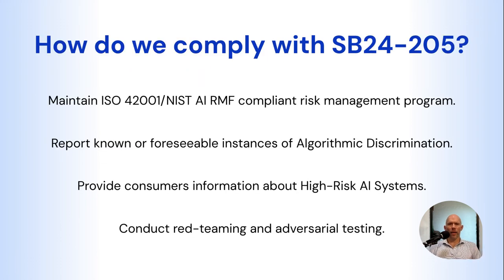Okay, so now that you know what you need to do, how do you comply with this law? So there are a couple requirements, and we'll talk more about the specific ones, but at a high level, some things you can do to comply are maintaining an ISO 42001 or NIST AI RMF compliant risk management program. These standards are specifically called out in the law as providing safe harbor under certain circumstances. Reporting known or foreseeable instances of algorithmic discrimination to the Colorado Attorney General, providing consumers with information about high-risk AI systems, and then not specifically a requirement, but something that will potentially give you safe harbor is conducting red teaming and adversarial testing of your high-risk AI systems.